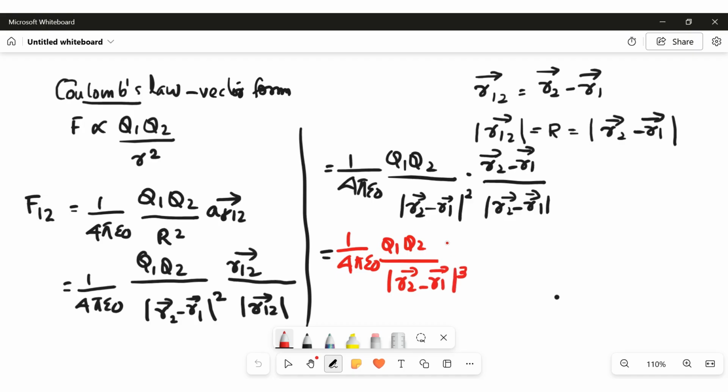This is the expression for Coulomb's law in vector form. That is, the force on Q2 due to Q1.